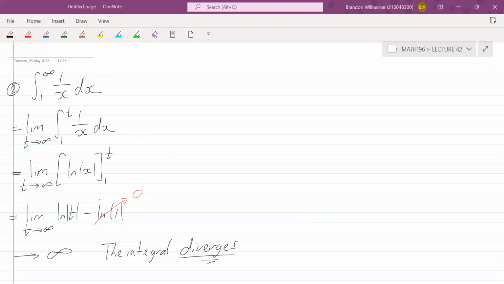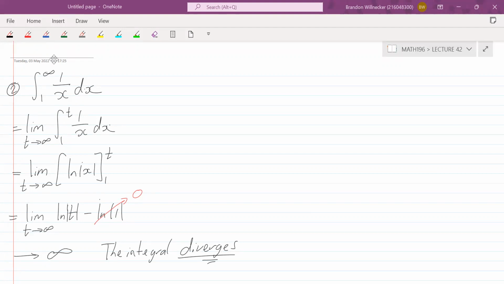So you see that with these expressions here, with the 1 over x to some power, it does matter what the exponent is. In the previous case, we had 1 over x squared. That converged. We got a value of 1. However, in this case, we've got an exponent of 1, and the integral diverges. So again, even if they are similar, you still need to be careful with the integration and then taking the limit.